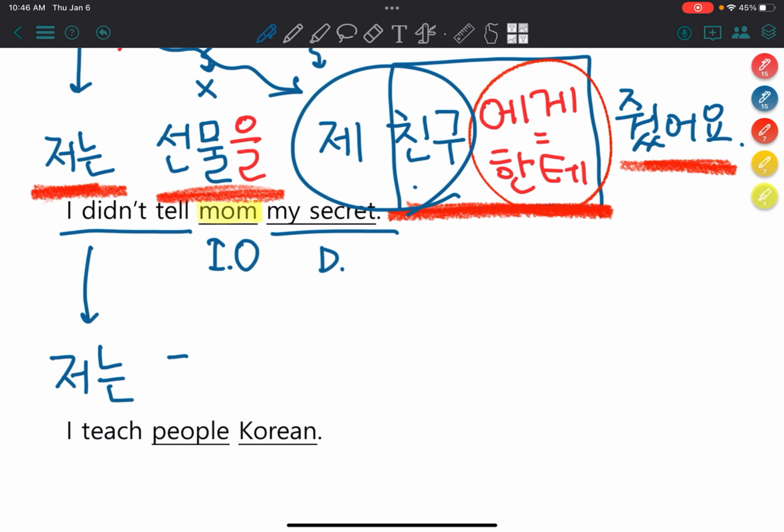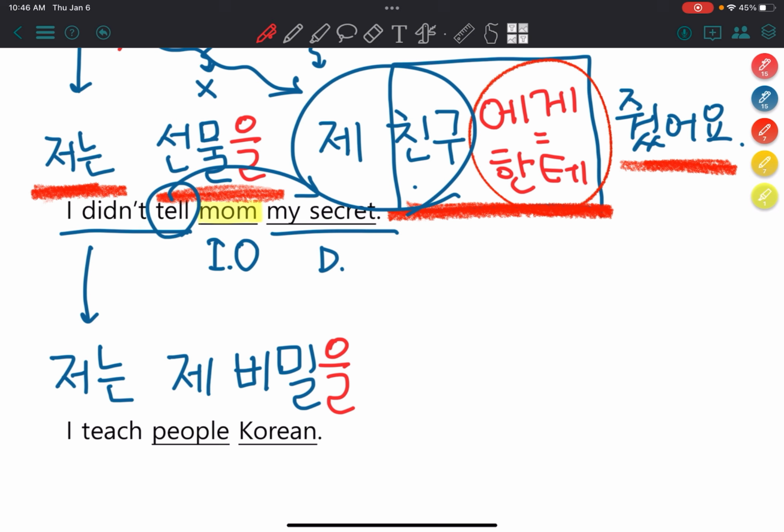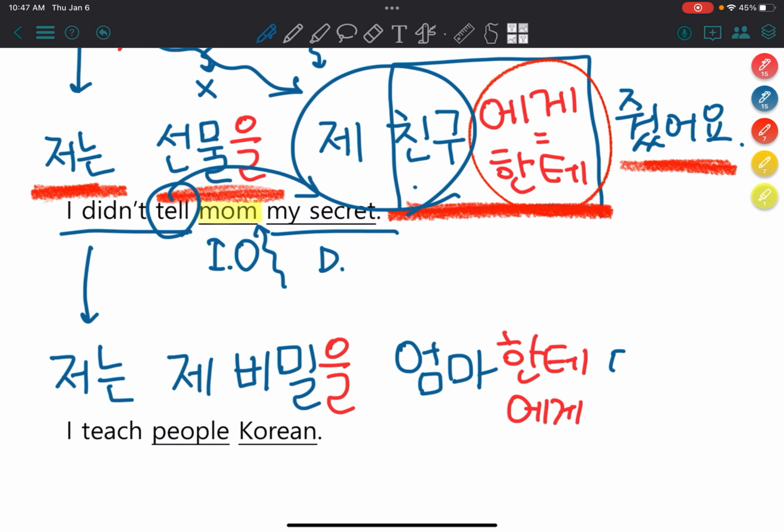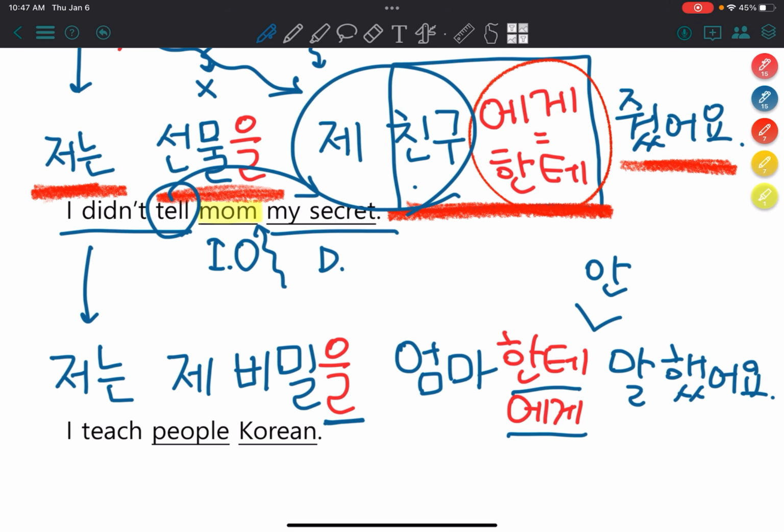So my secret is 제 비밀. You can mark it with the object marker, 제 비밀을. And 엄마, mom, who is at the receiving end, the hearing end, you can mark it with 한테 or 에게, right? 엄마한테 or 엄마에게 말했어요. 제 비밀을, 안 말했어요 because I didn't tell. If you haven't learned about the verbs yet, you can just disregard it for now because we're only focusing on the object markers and the related grammar.